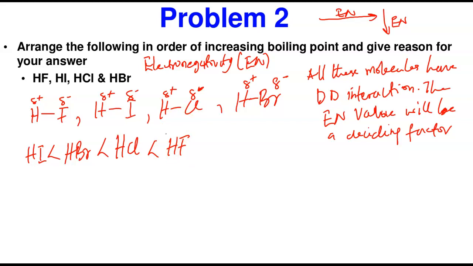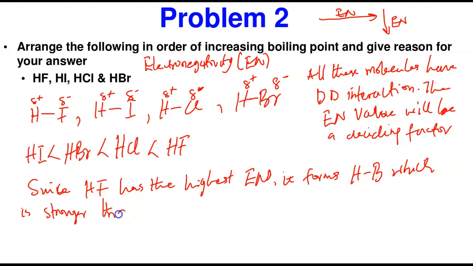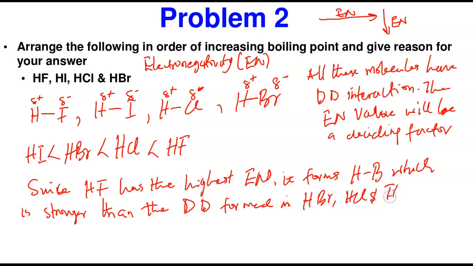So what is the reason? Since HF has the highest electronegativity, it forms hydrogen bonding, which is stronger than the dipole interactions formed in the rest, from HBr to HCl and HI, which are all dipole interactions.